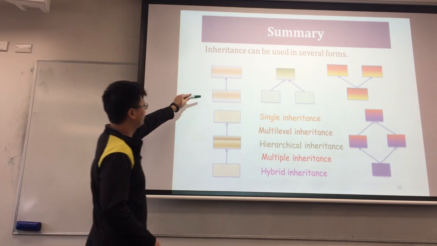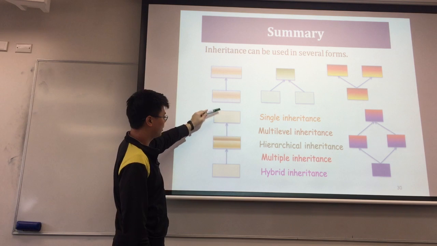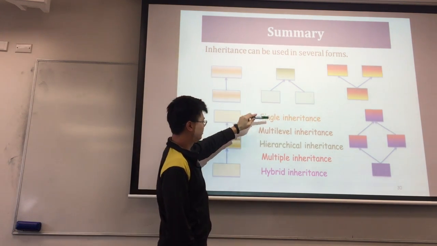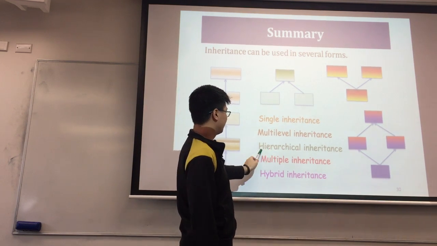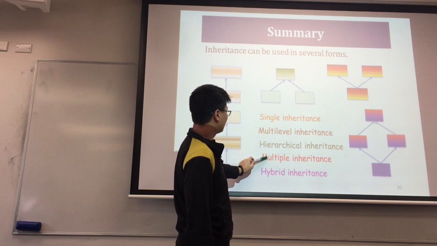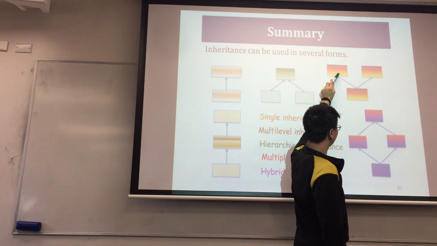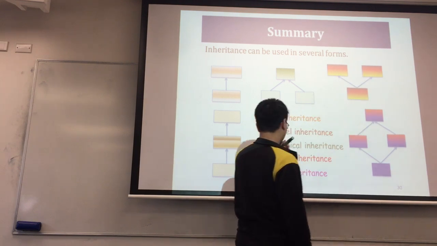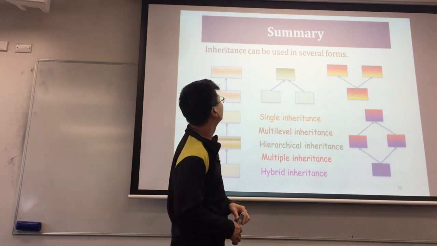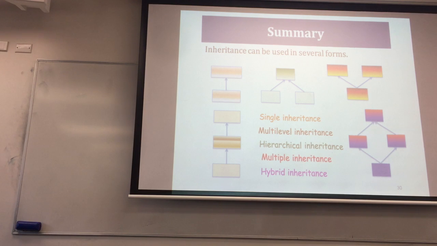So this is single inheritance. You have class B inherits from A. Multilevel inheritance is C inherits from B, B inherits from A. This is probably not the actual term. We skip it. Multiple inheritance is this: class A inherits from both B and C. And hybrid, I'm not even sure what that means. This is probably not really that important.